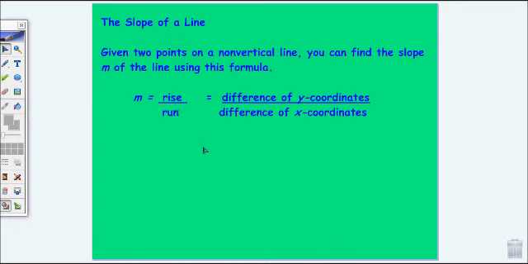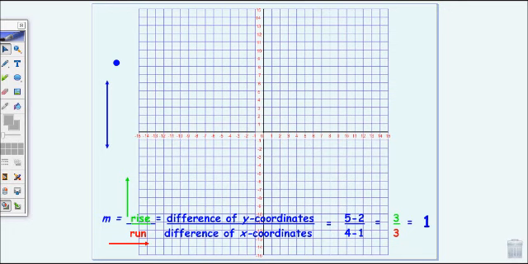The next type of slopes we're going to find is when we're given 2 points on a non-vertical line and asked to find the slope. Again, we will continue to use the same formula, rise over run, but we're going to find that from the difference between the y coordinates and the difference of the x coordinates. The y coordinates are the ones that go up and down, and that's what we said were the rise. The x coordinates are the ones that go from left to right. That's what we call the run.